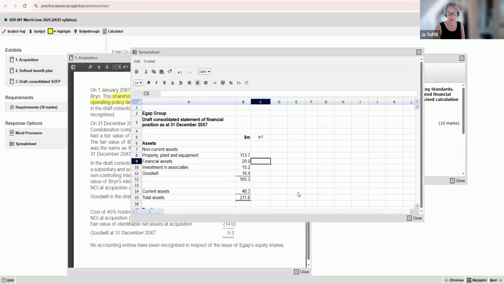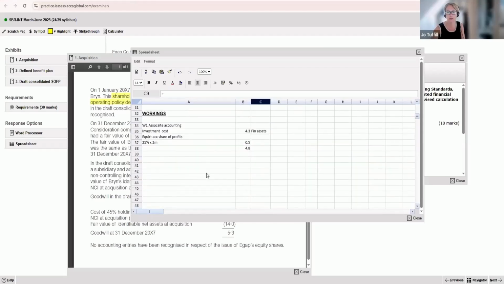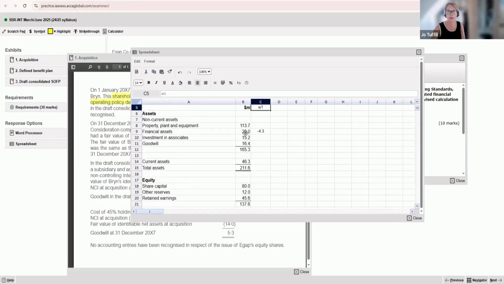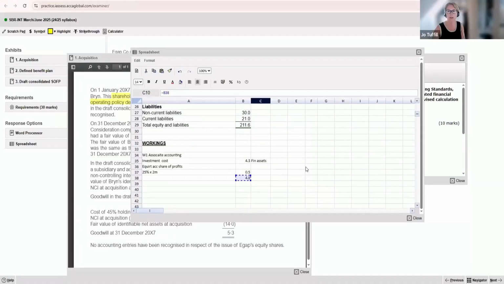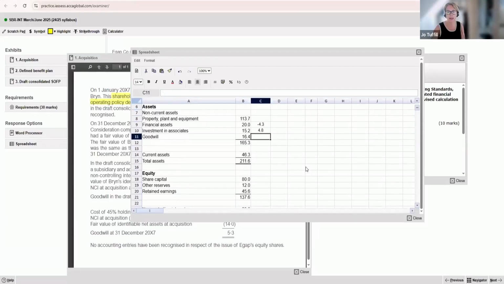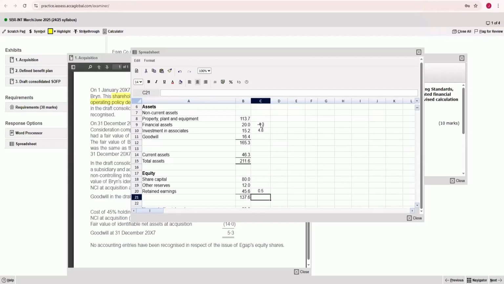And so financial assets, we need to take out, just check the figure, 4.3. So if you go down and you minus 4.3, and you need to then put in the investment in associate of 4.8. And obviously we need to equity account, so we need to put in 0.5. So that journal is taking out financial assets.